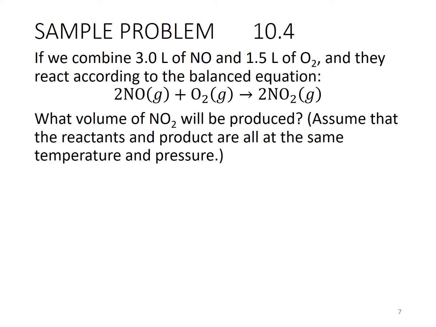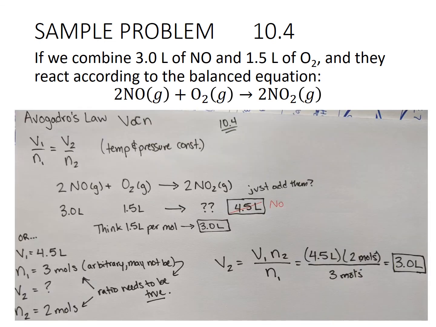Okay, so same temperature and pressure means that we are able to use Avogadro's law. We are only dealing with volume and number of moles, and so that's Avogadro's law. So that was V1 over N1 equals V2 over N2. And we have this constant, and so this is the setup. We have the balanced chemical equation, and if you take a look, you have 3 liters of NO and 1.5 liters of O2. You can't just add them together. It's not that you get 4.5 liters of product.